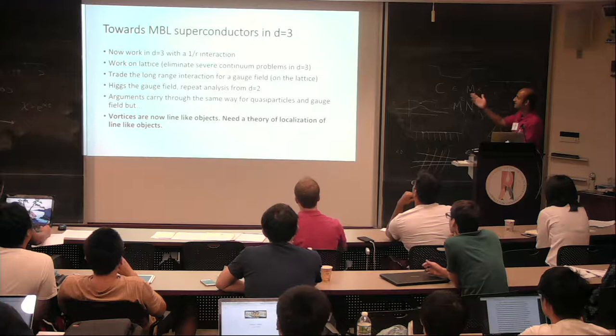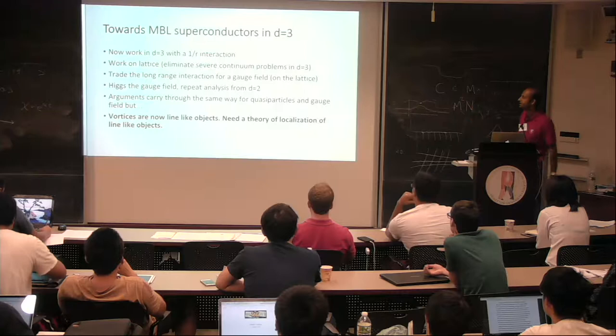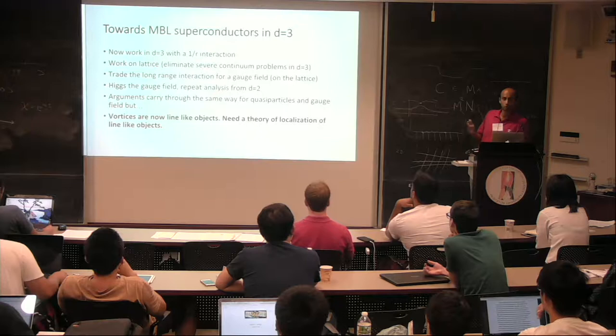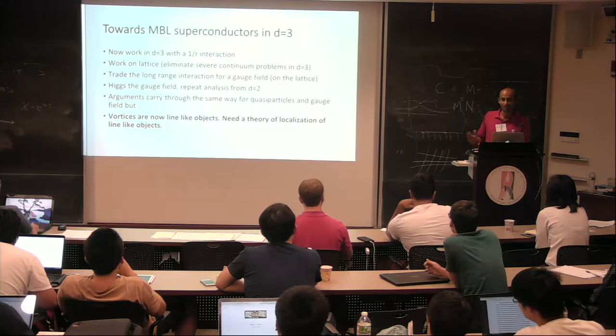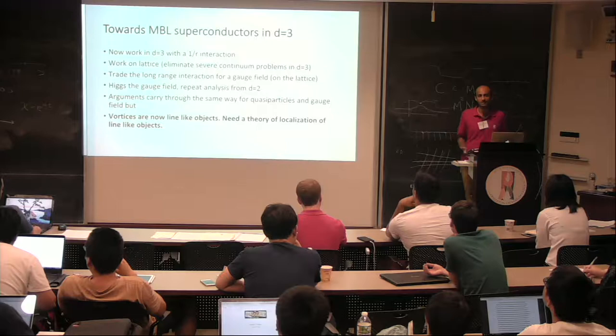I can Higgs the gauge field. I can repeat the analysis from 2 dimensions. It still follows that the quasi-particles in the gauge field can be localized. But now the vortices are tricky, because in 3 dimensions, vortices are line-like excitations. And the whole framework of localization is built around localizing point-like excitations. So can we localize vortices in 3 dimensions?